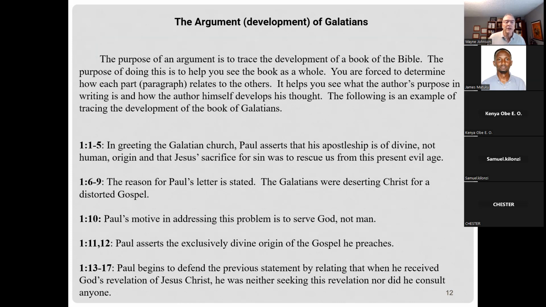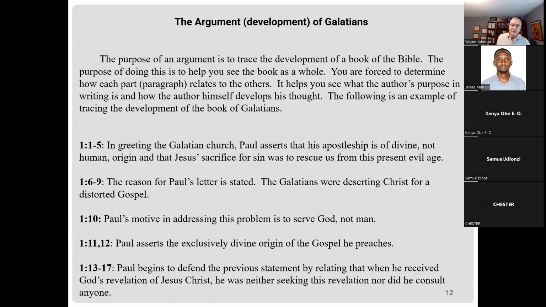Just restating what was already said, the purpose of an argument is to trace the development of a book of the Bible. The purpose of doing this is to help you see the book as a whole. You really are forced to determine how each part, and we're going to approach it paragraph by paragraph, relates to the others. It helps to see what the author's purpose in writing is and how the author himself develops his thought. And this is an example of tracing the development in the book of Galatians.